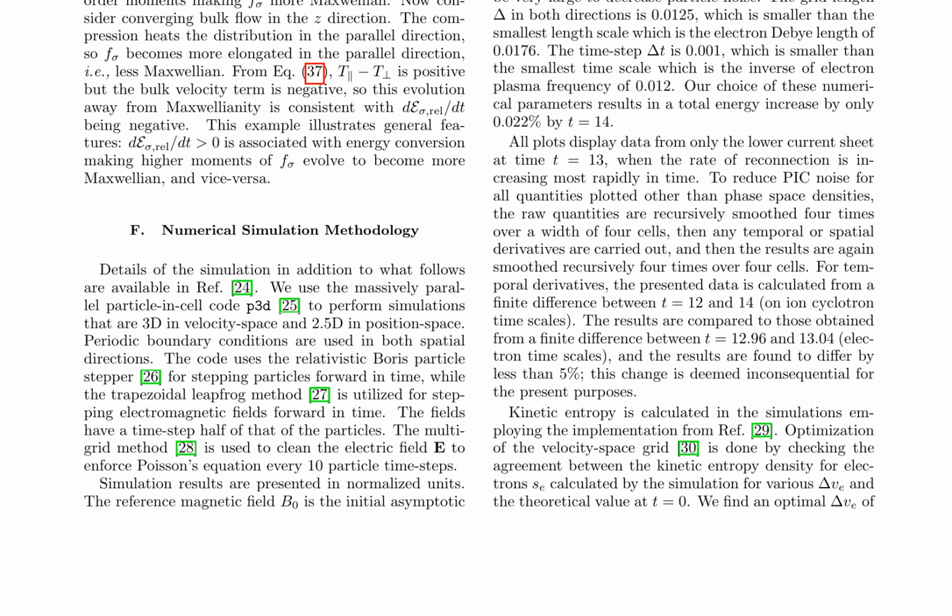Data from the lower current sheet at time t equals 13 is presented, with quantities smoothed recursively to reduce PIC noise. The kinetic entropy is calculated using an implementation from Ref. 29, and the velocity space grid is optimized by comparing the calculated kinetic entropy density with the theoretical value at t equals 0. An optimal delta V_E of 0.05 is found.